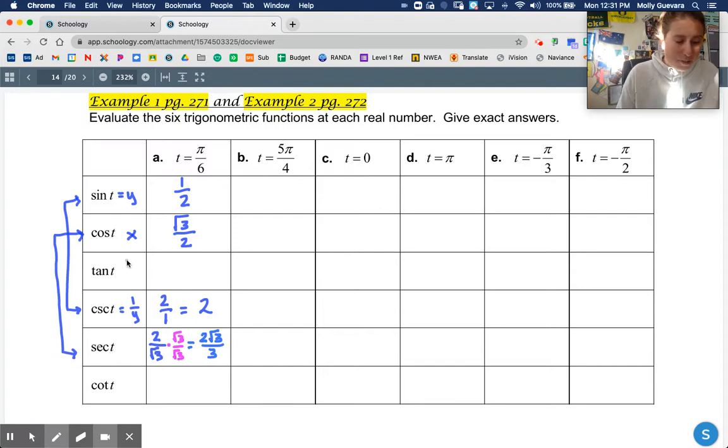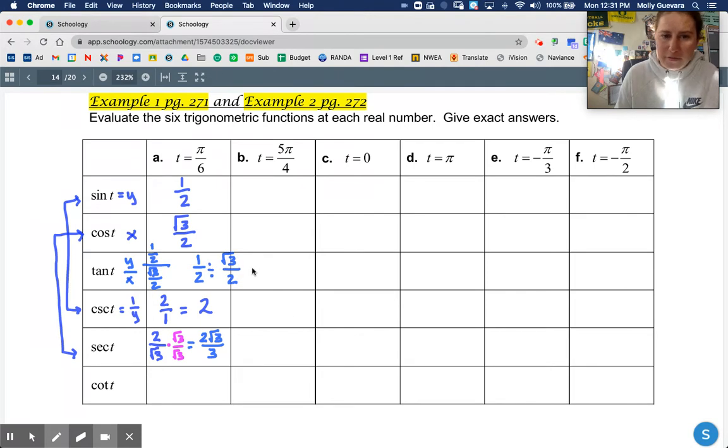And then the last one is tangent. Remember that tangent is y over x, right? I'm not going to have a whole lot of room here, so write small, okay? Y, which is 1/2, over root 3 over 2. So how I really write that is 1/2 divided by root 3 over 2.